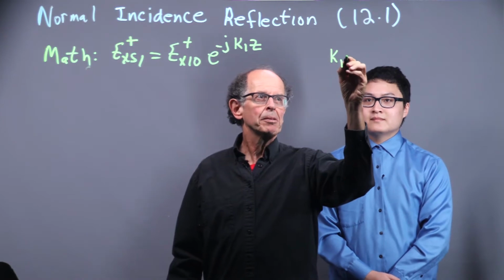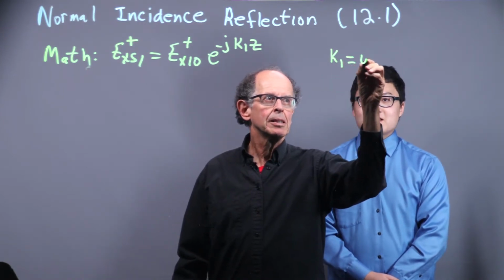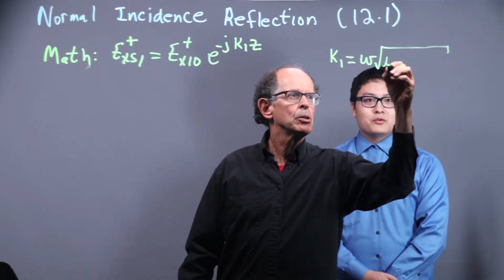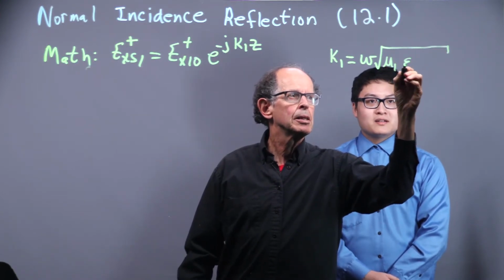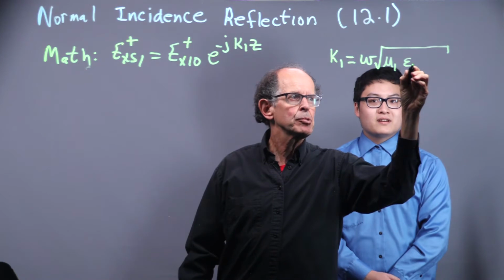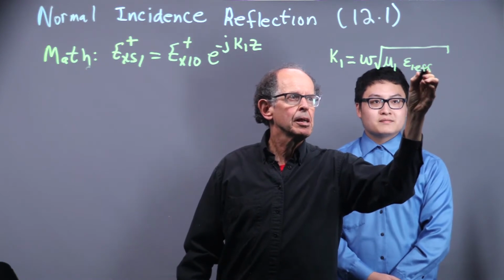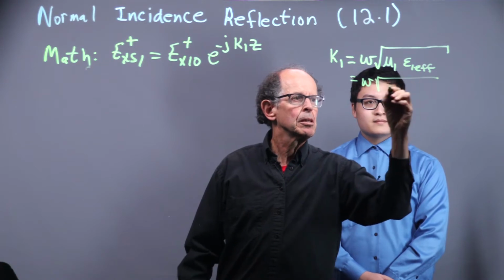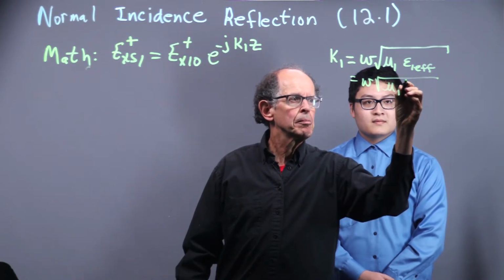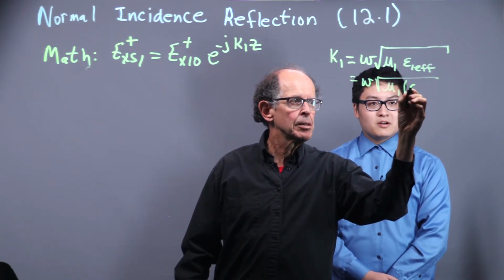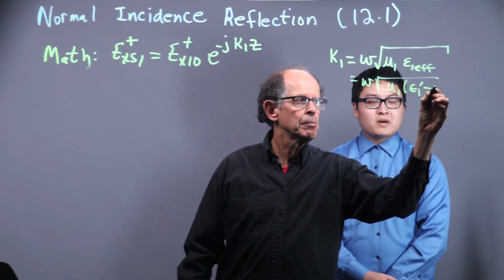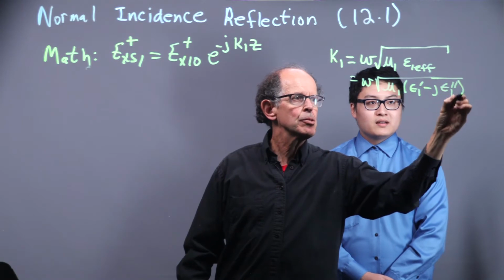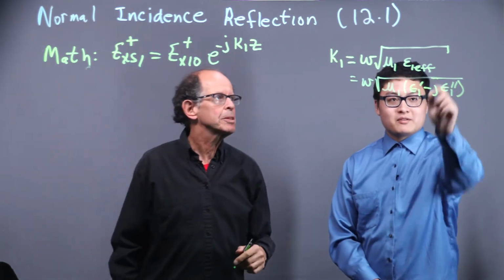k1. Are you ready for k1? I think so. It's omega square root of mu 1 epsilon 1, or epsilon 1 effective. And we know what this is: omega root mu 1 multiplied by epsilon 1 prime minus j epsilon 1 double prime. Right, and the same for the other k's that we'll need.